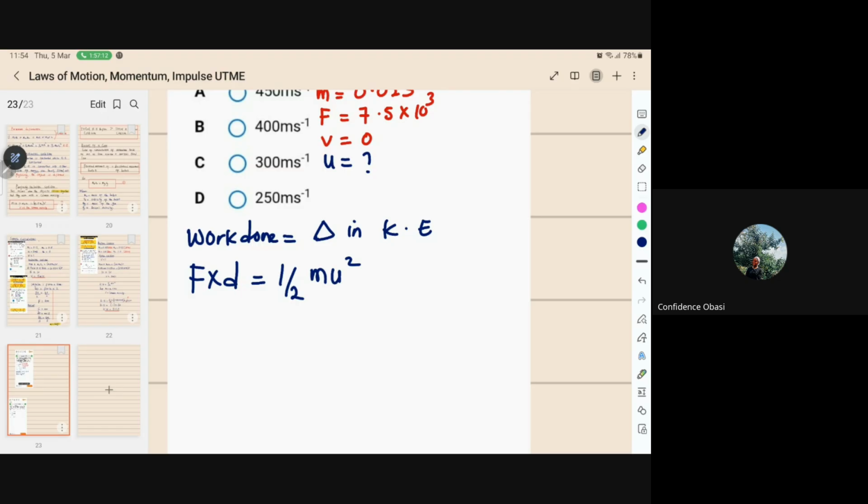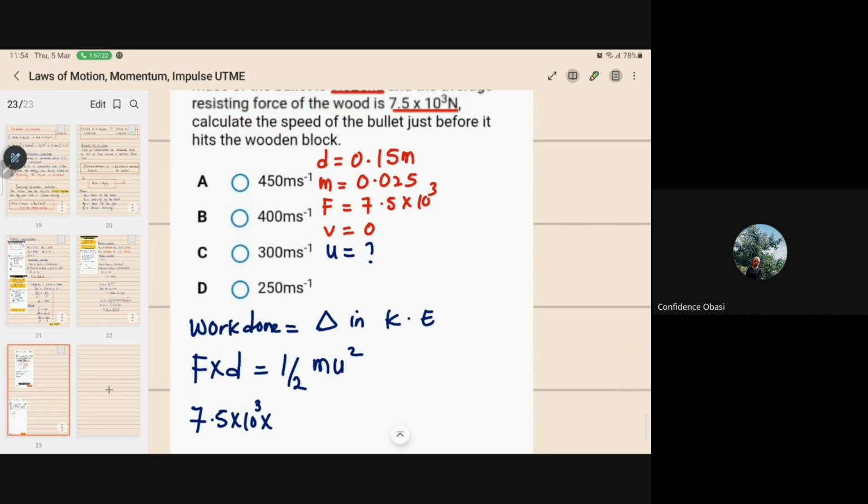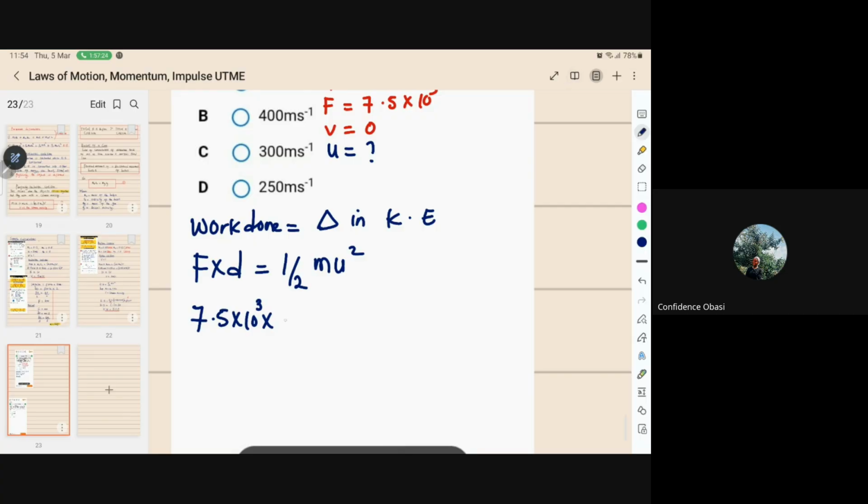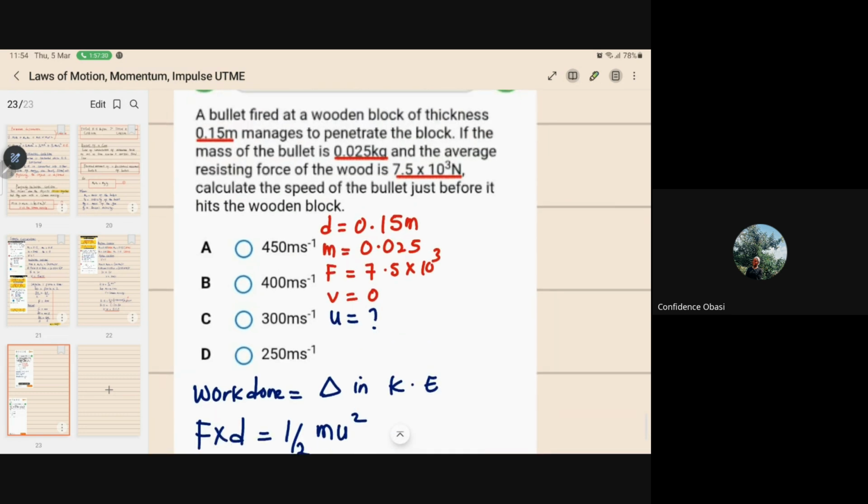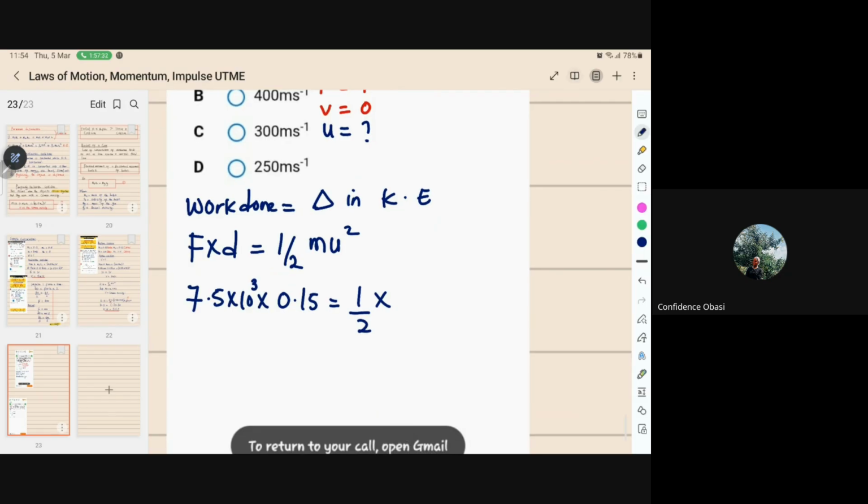So the force that was given to us was 7.5 times 10 to the power of 3, multiplied by the distance, which was 0.15, is equal to 1/2 times the mass. They gave us the mass. The mass was 0.025. So this is 0.025 multiplied by what we are looking for, u squared.